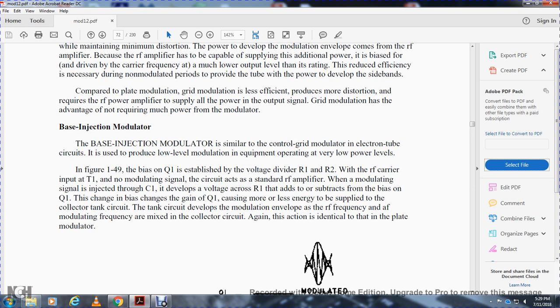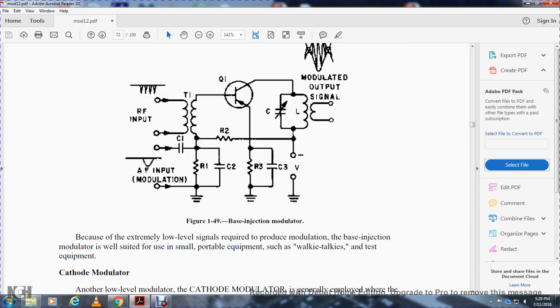The circuit acts as a standard radio frequency amplifier. The modulating signal is injected through the capacitor and develops a voltage across resistor 1. This adds to or subtracts from the bias of transistor 1, changing the gain of transistor 1 and causing more or less energy to be supplied. The collector tank circuit develops the modulation envelope, with the radio frequency and audio frequency modulator frequencies made for the collector circuit. Again, this action is identical to the plate modulator.